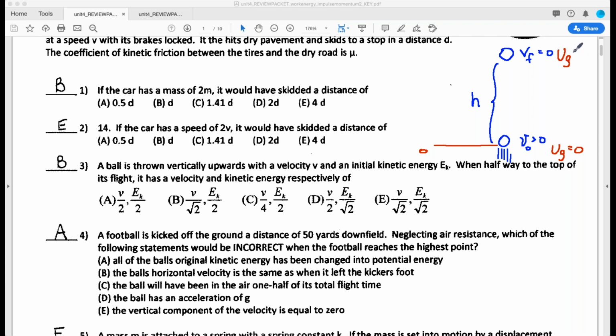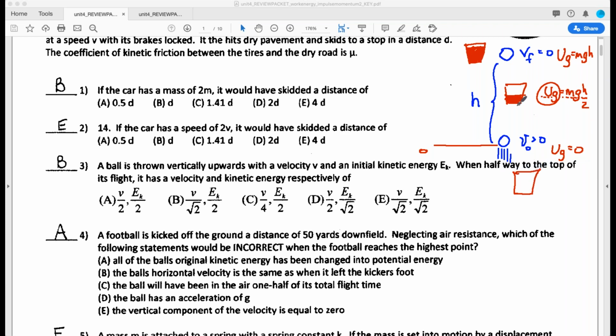We could find out what it is if we wanted to. It would just be mgh. So at some position halfway up, h is just half of what it would be. So the gravitational potential energy is mg times h over 2. So it's half, right? Hopefully we can see that if this were a bucket, half of the energy here would be gravitational potential energy. And when it was at the top, all of the energy in the bucket is gravitational potential energy. And at the bottom, the bucket has no gravitational potential energy.